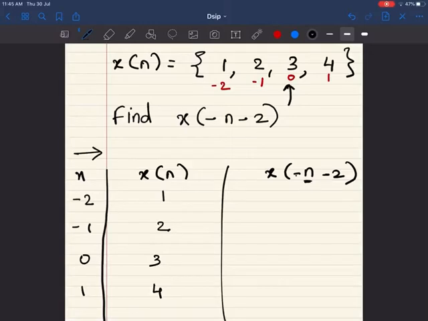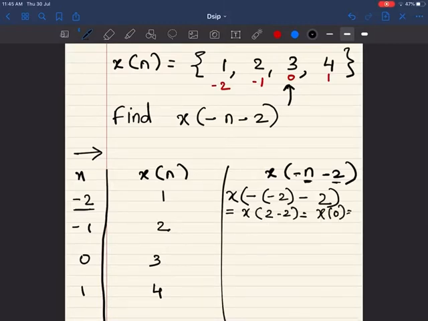For n equal to minus 2, what I am going to do is x of minus of minus 2, minus 2. So this I am writing over here again, which is nothing but minus and minus becomes plus. So x of 2 minus 2, which is equal to x of 0. What is the value of x of 0? It's 3. Let me just make a distinct column over here to avoid confusion.